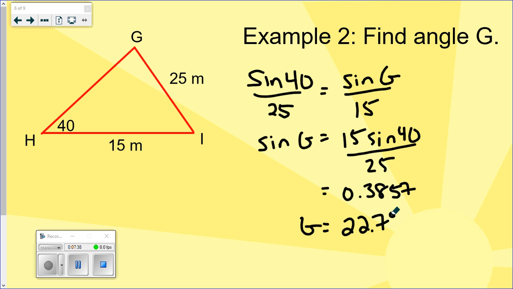Okay, so once again, and remember, sine G is one value, so it all stays together. So we're isolating the sine G, solving it, so I put 15 times sine 40 divided by 25 into the calculator and got the decimal 0.3875. Now, if you can, just leave that in your calculator and then hit shift sine. And however many decimal places your calculator has, it'll calculate the answer. It'll actually be even more accurate than my answer is.